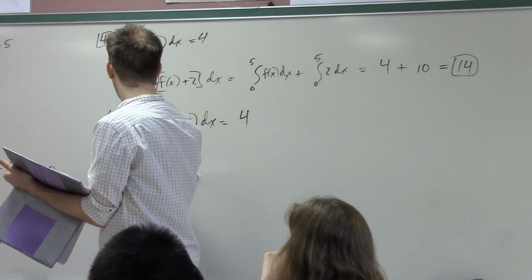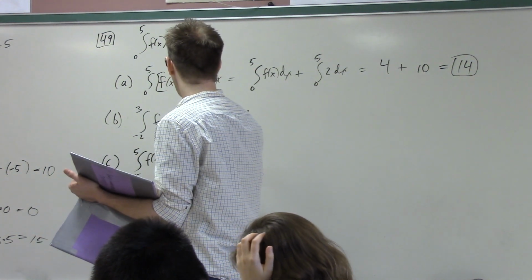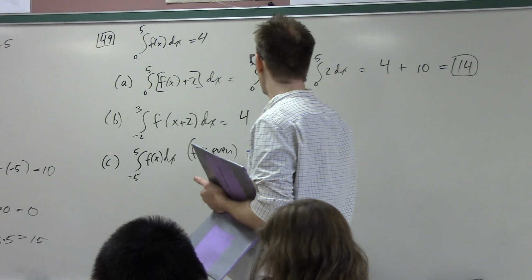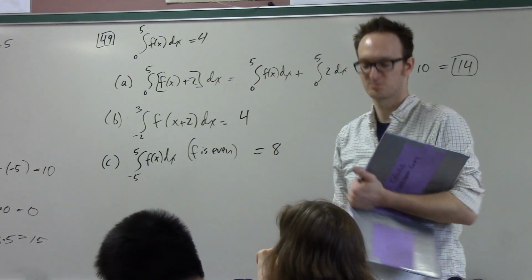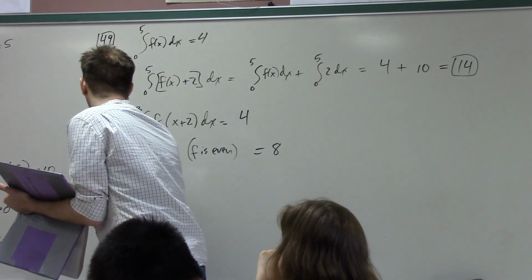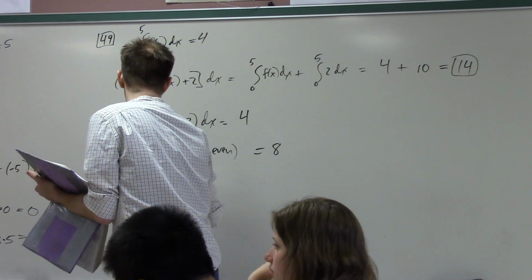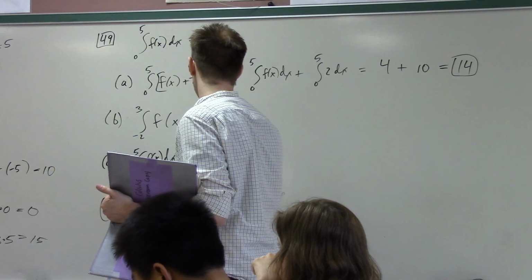Alright, integral from -5 to 5 of f, and now they tell you, oh, by the way, f is even. Well, if f is even, then this just has to be 8, right? Because it's just the same thing on both sides. And finally, what's the integral from -5 to 5 of f if f is odd? Well, then that just has to be 0. That's something we've talked about.